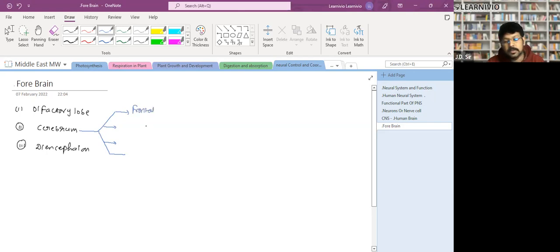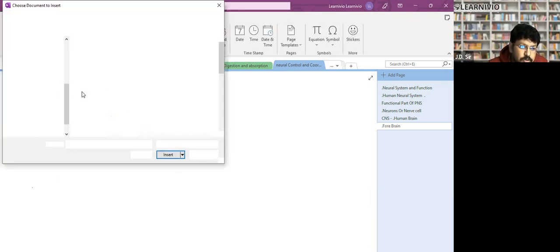Frontal, we have already discussed it in the skull part. Frontal means front part. Parietal means rooftop. Then temporal means temple. And the fourth part is occipital. Occipital means back and behind. I'll show you the diagram of forebrain.